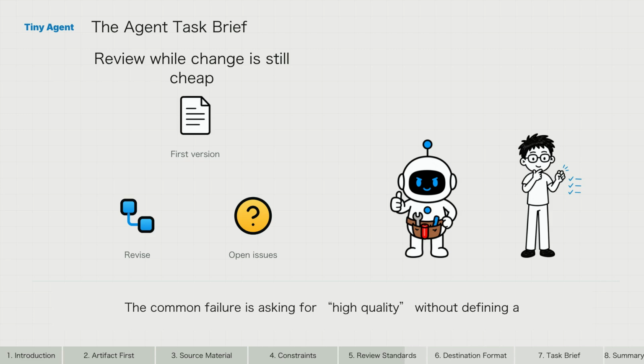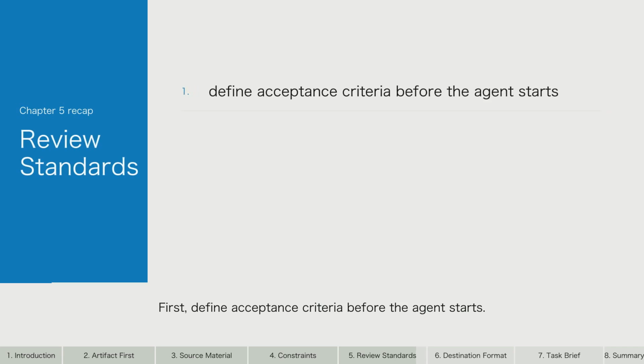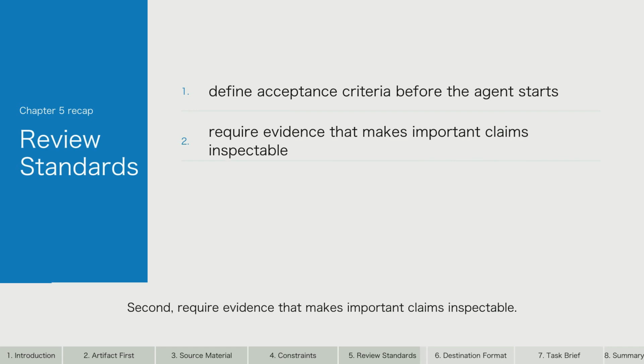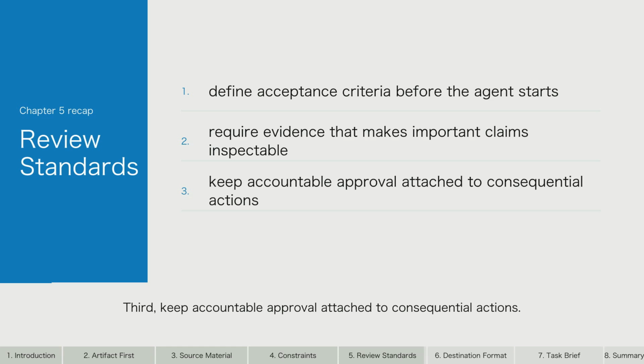The common failure is asking for high quality without defining a rejection rule. If no one can say why a result fails, the agent cannot target the right standard and the reviewer cannot give precise feedback. First, define acceptance criteria before the agent starts. Second, require evidence that makes important claims inspectable. Third, keep accountable approval attached to consequential actions.